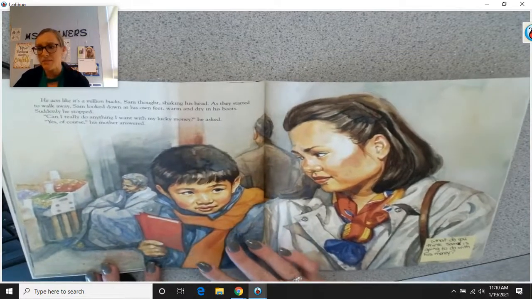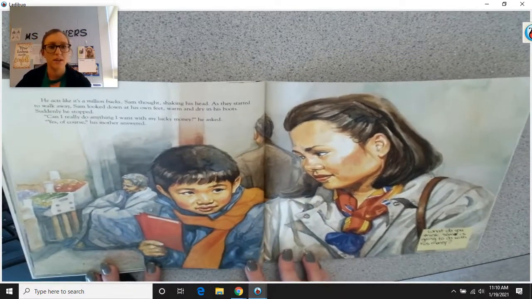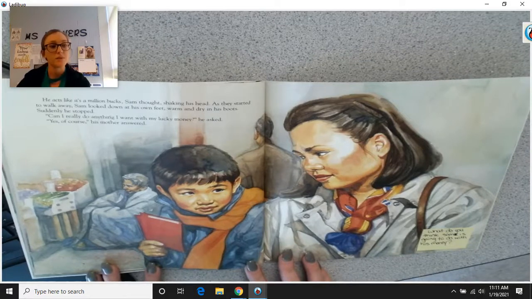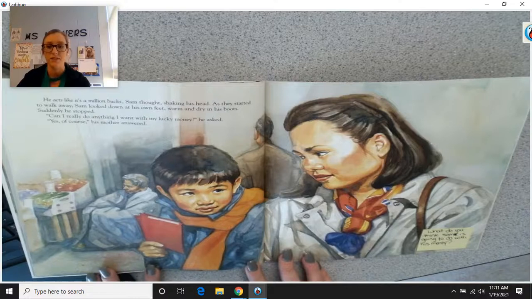He acts like it's $1,000,000, Sam thought, shaking his head. As they started to walk away, Sam looked down at his own feet, warm and dry in his boots. Suddenly, he stopped. "Can I really do anything I want with my lucky money?" he asked. "Yes, of course," his mother answered.